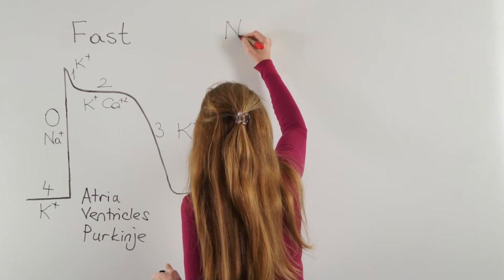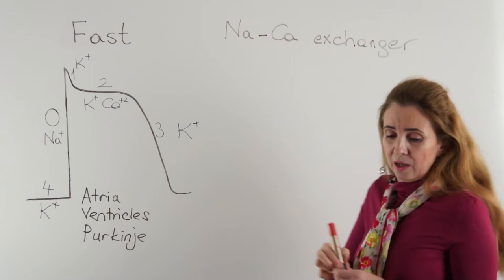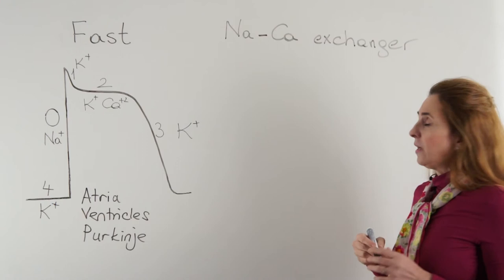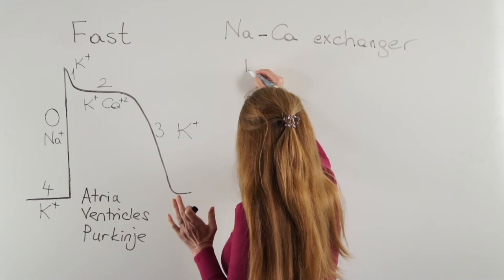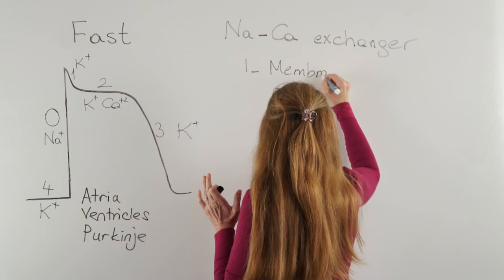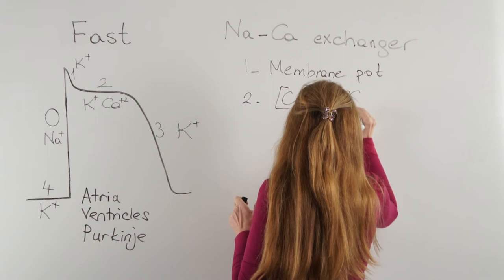Sodium-calcium exchanger, as we know, is basically a secondary active transport. And this transport protein is affected by two things. One is the level of the membrane potential. The second one is the concentration difference for calcium between inside of the cell and outside of the cell.